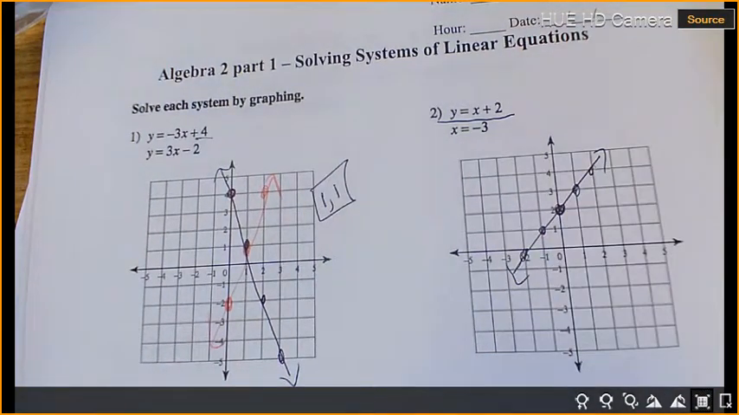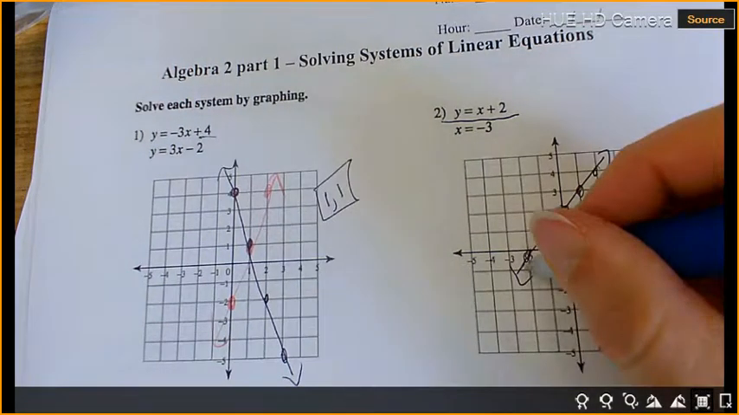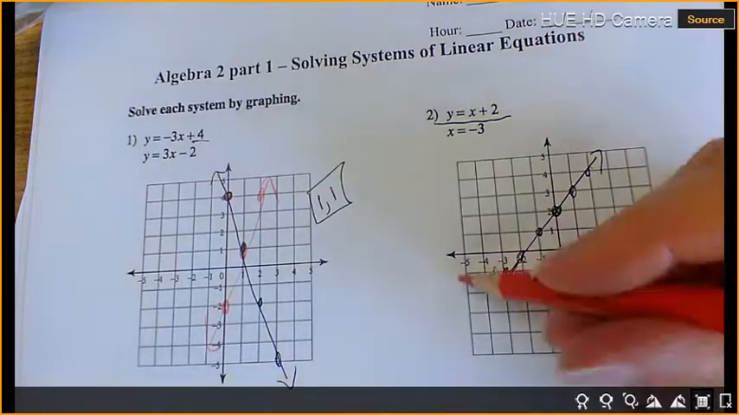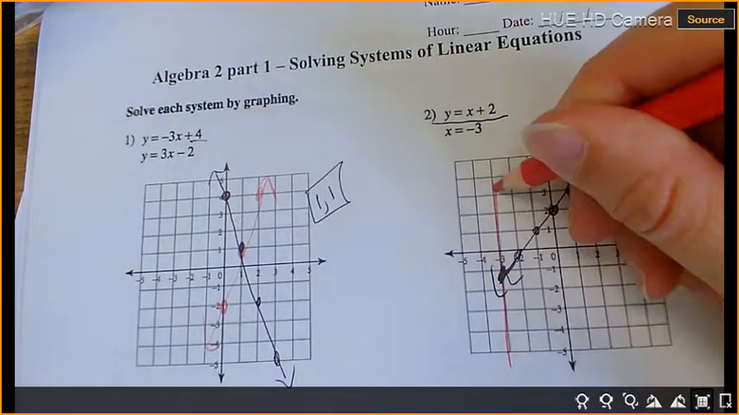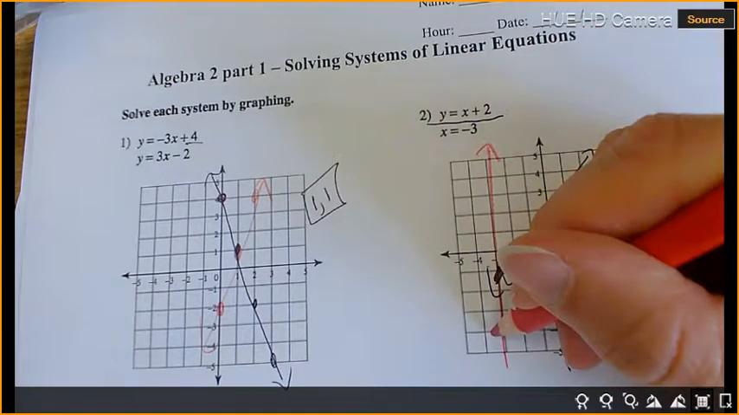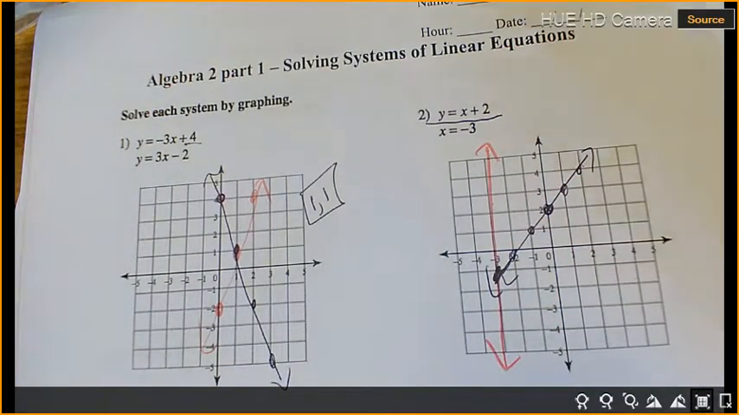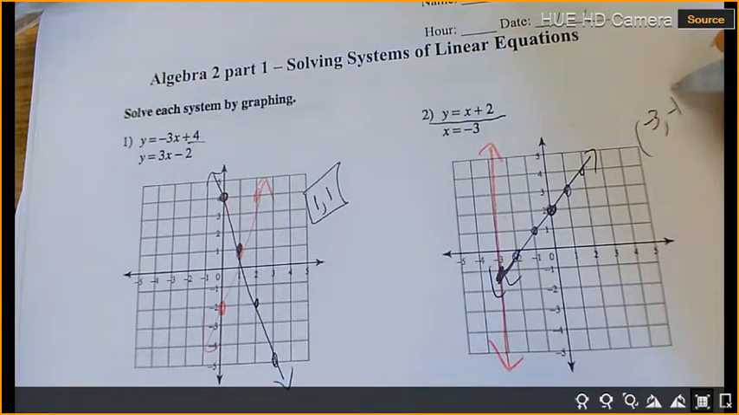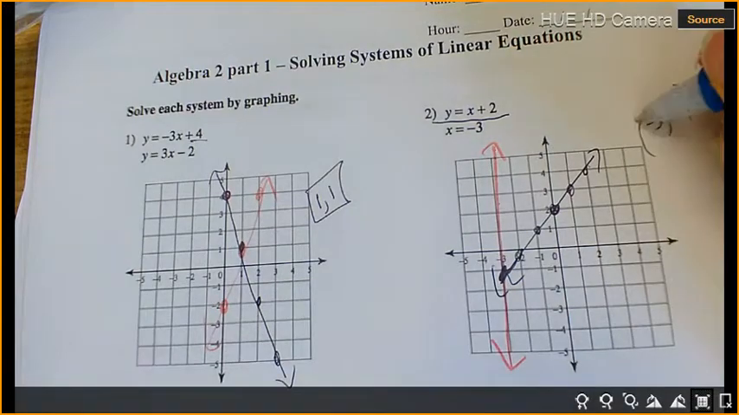And then my next line, that's a little harder. It's on the x-axis, so I go to the x-axis. And I draw a line at -3. That's my other line. So my point is, please stop talking while I'm talking. -3, -1. That is my answer.